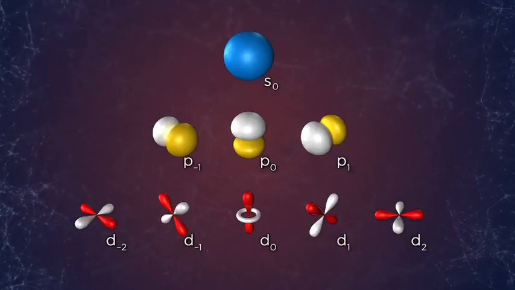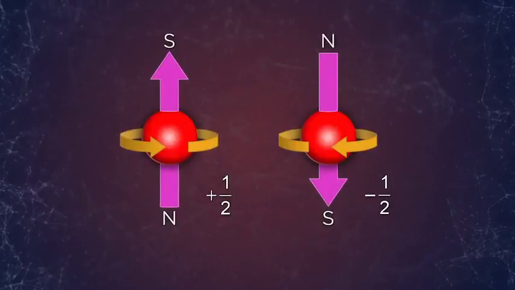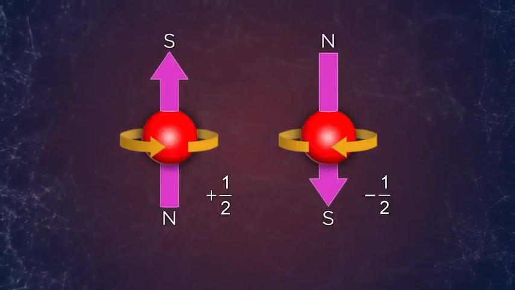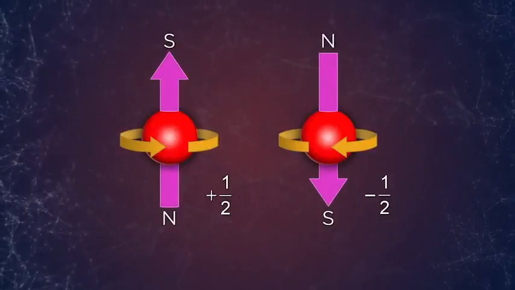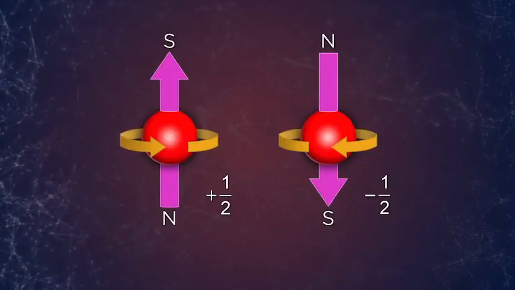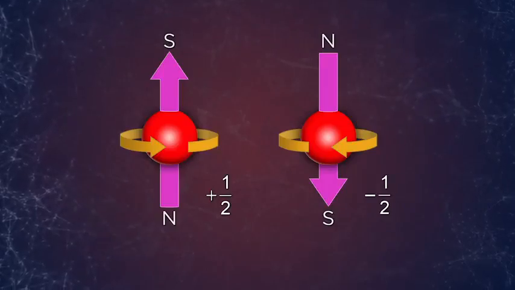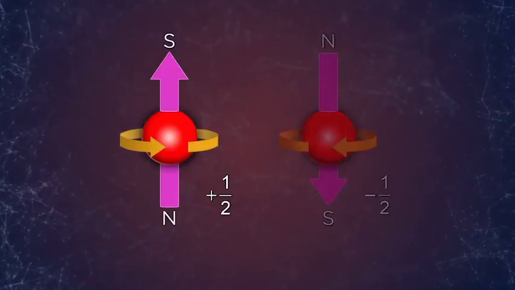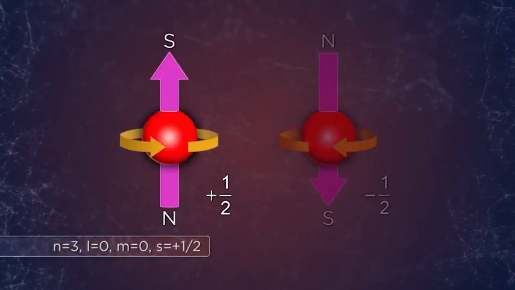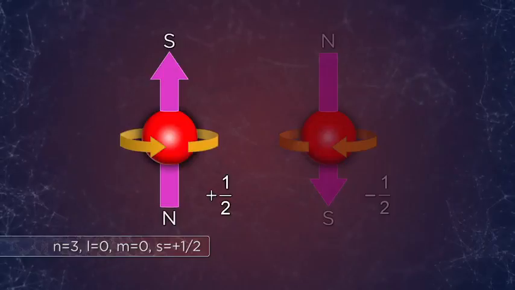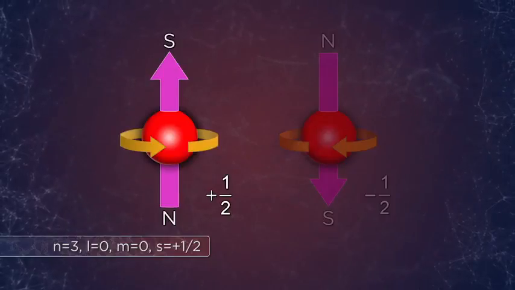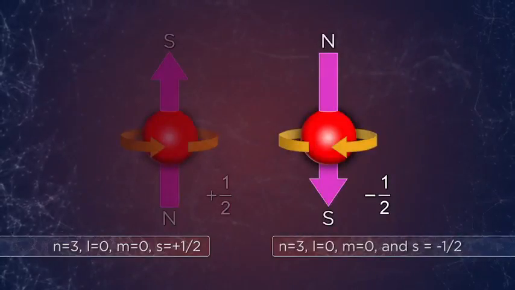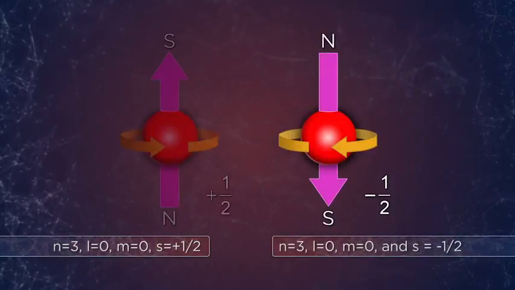Finally, we have the spin quantum number, which indicates the magnetic spin of a given electron. Here, we use -1/2 or +1/2 to indicate the spin up and spin down configurations. Using this quick notation, a spin-up electron in a 3s orbital becomes n equals 3, l equals 0, m equals 0, s equals +1/2. An electron sharing that orbital with our previous electron would be n equals 3, l equals 0, m equals 0, s equals -1/2.